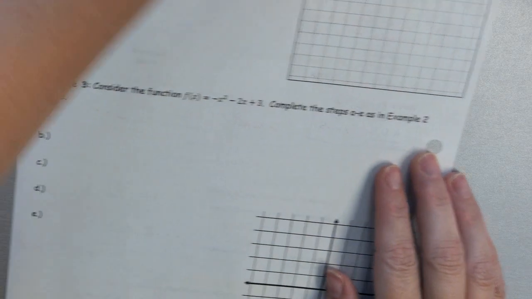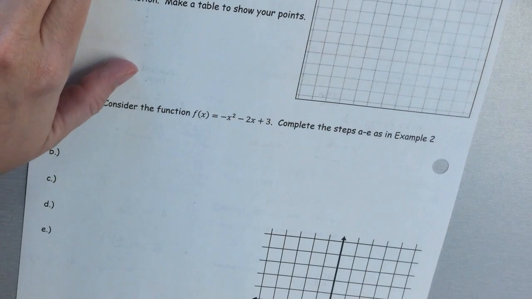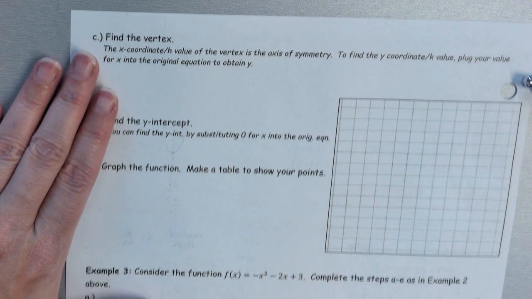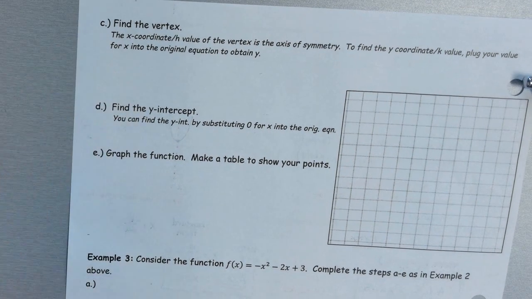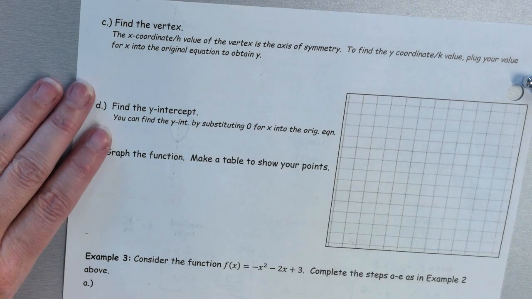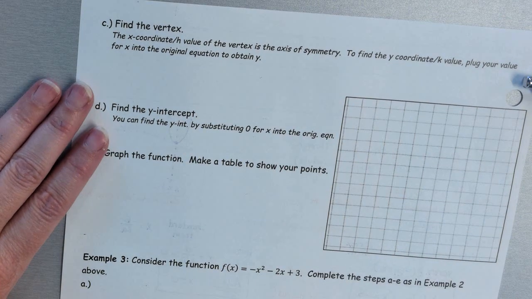Alright, and then for part C, I told you how to find the vertex. So if you go home and you're like, oh, I forgot how to do that, go right here. It tells you exactly what you need to do. For C, we're going to find the vertex. We know that the H value, the vertex, is the axis of symmetry. So that's what we found in the last one. We found that X was 1. To find the Y coordinate, you're going to plug your value into the original equation.